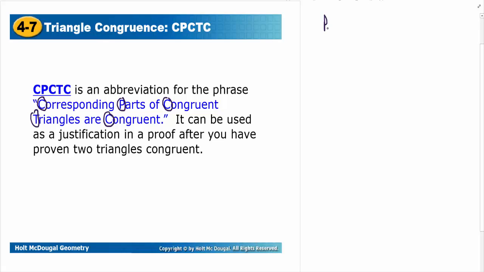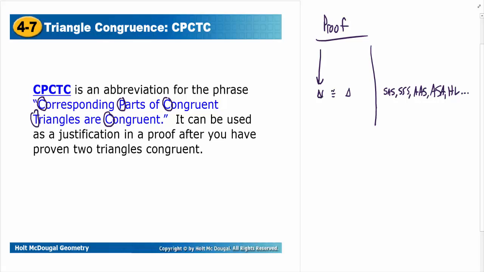So when we're doing a proof, our goal is to basically get two triangles congruent. Our reason for that should be like side angle side, side side side, angle angle side, angle side angle, hypotenuse leg. You're trying to use one of these theorems to prove the triangles congruent.